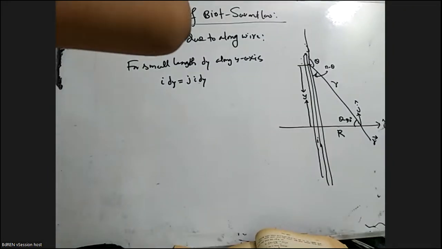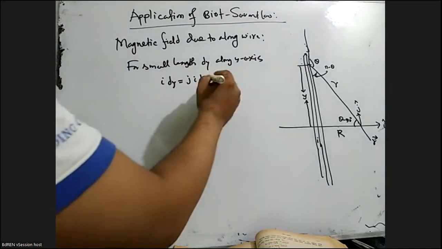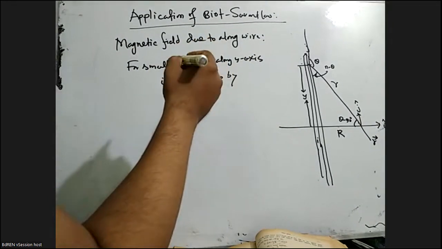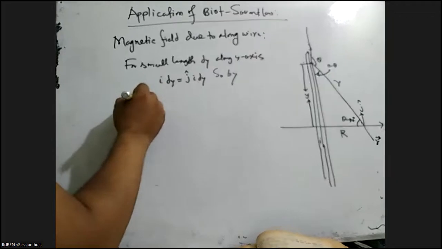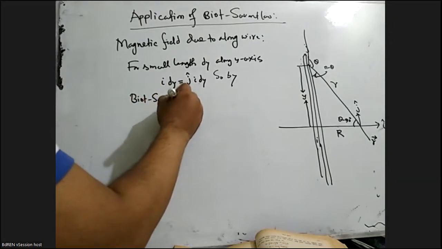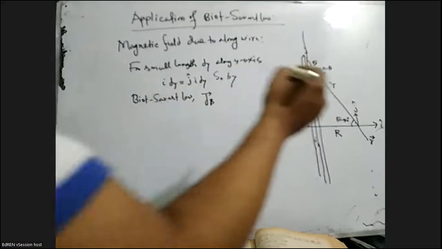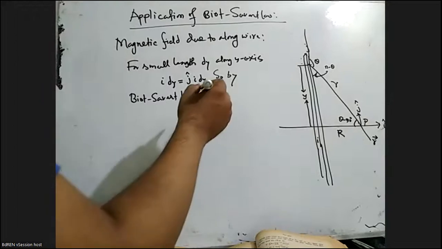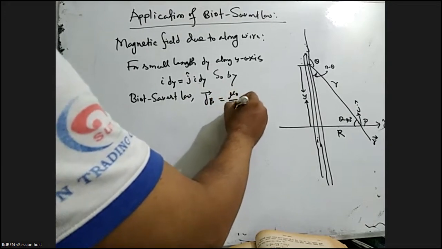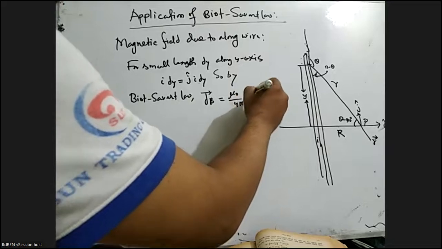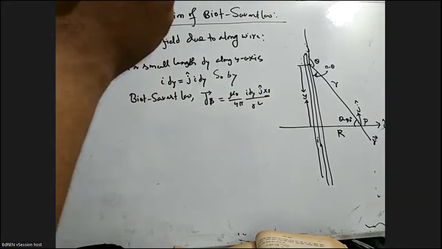Because I is the electric current along dy, by Biot-Savart's law we get the magnetic field at point P. The magnitude of the magnetic field at P equals mu naught by 4 pi, I dy, z cross r divided by r square. This is the vector product.